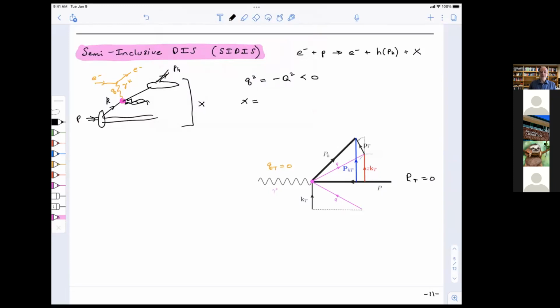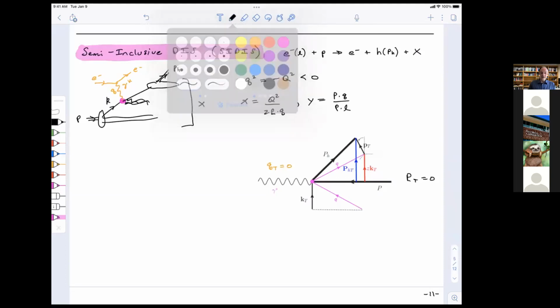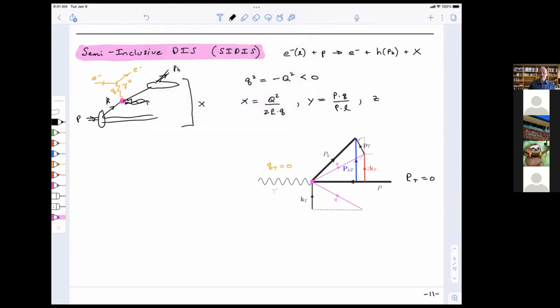And then there are dimensionless variables that people like to define. There's Bjorken's variable x, which shows up even if it's not semi-inclusive, just inclusive DIS. There's also y, which is defined as P dot q divided by P dot l, where l is the momentum of the initial electron. And there's one more variable that shows up because the hadron is there: taking P of the initial proton, dotting it into P of the hadron, and dividing by P dot q, what's called z_h. All right, so that's the setup.